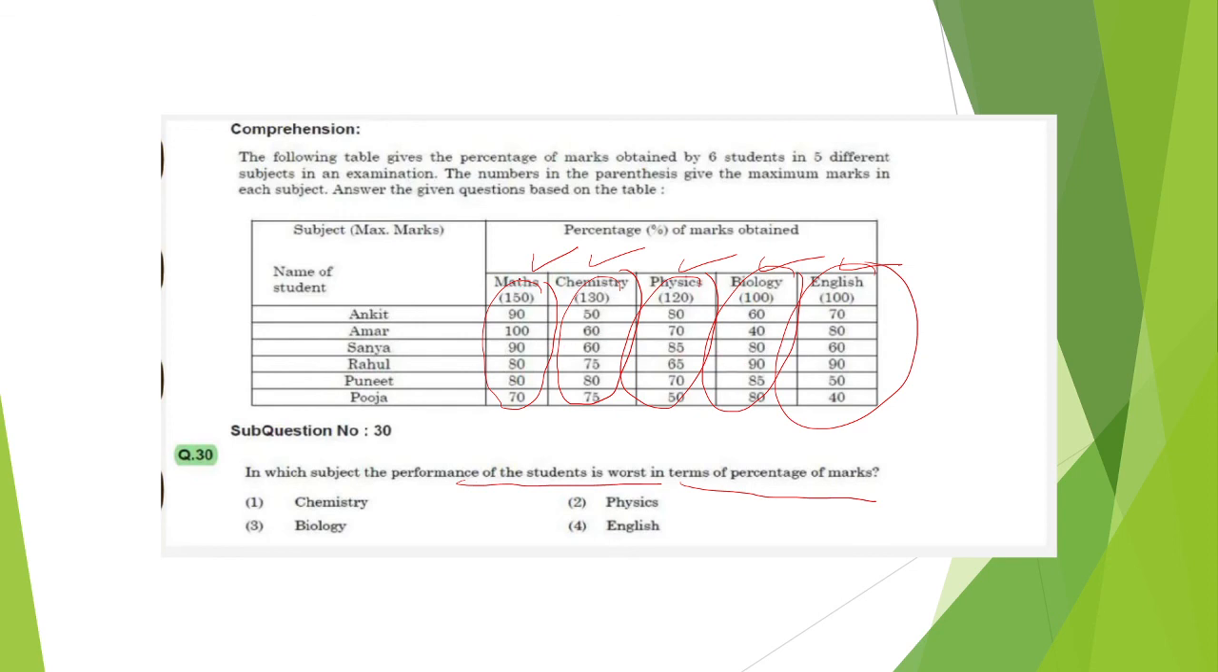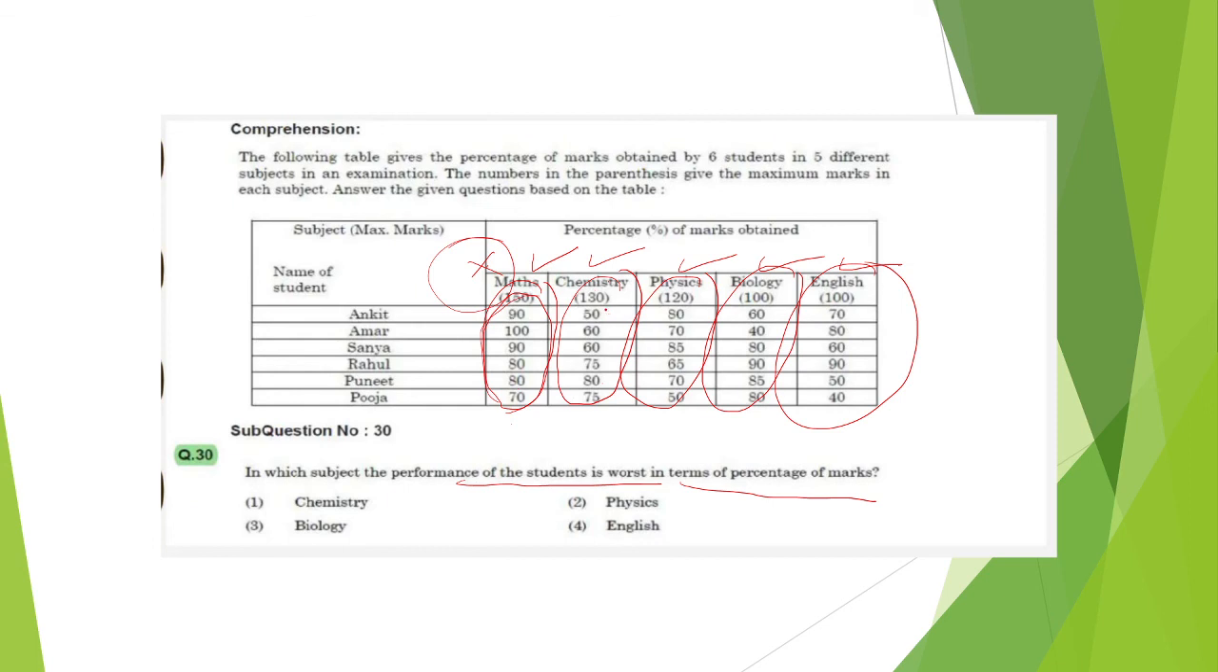Suppose we take the maths subject: 90, 100, 90, 80, 80, 70. Here maths has a very good percentage compared to chemistry. We can eliminate it, it is not the worst. Then compare chemistry with physics. Chemistry 50, 80, 60, 70, 60, 85, 75, 65, 80, 70. Here in two subjects it is 75 and 75, so we are unable to compare.